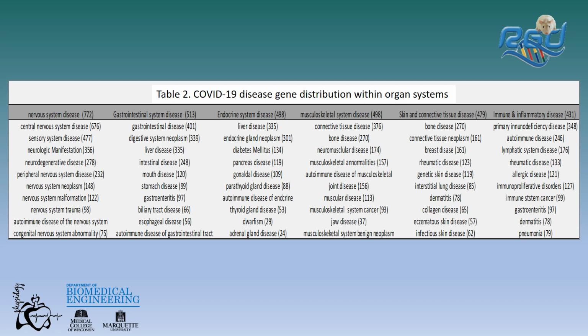6 organ systems are selected to look at the COVID disease gene distribution. More than 700 COVID-19 disease genes are associated with nervous system diseases, followed by GI system disease. In this table, I would like to point out the presence of autoimmune disease in 4 organ systems.